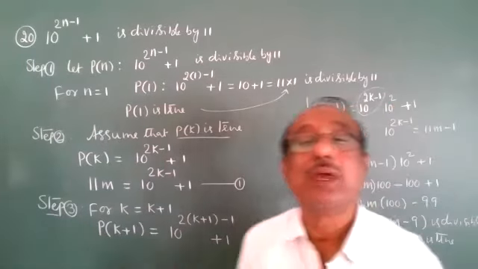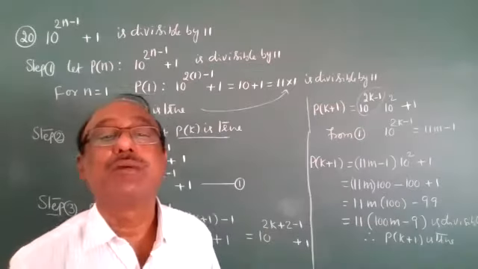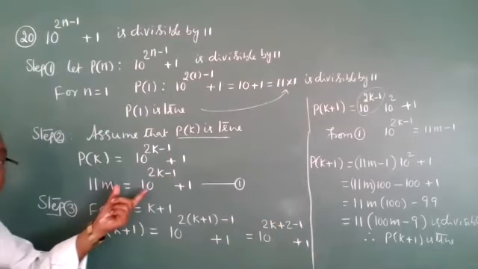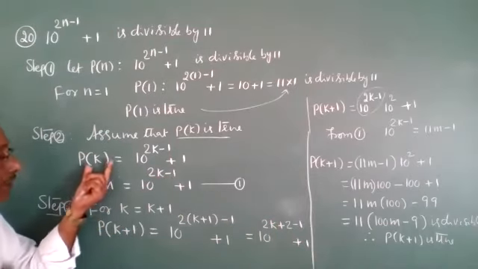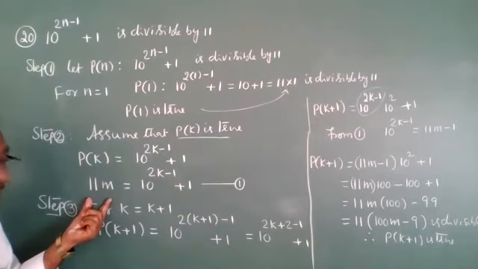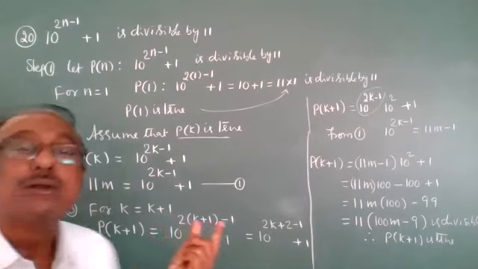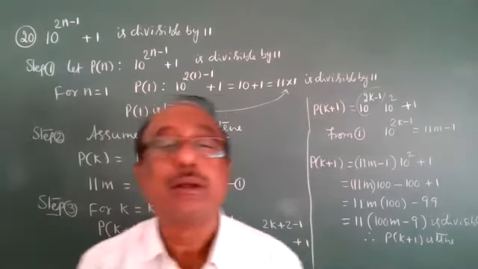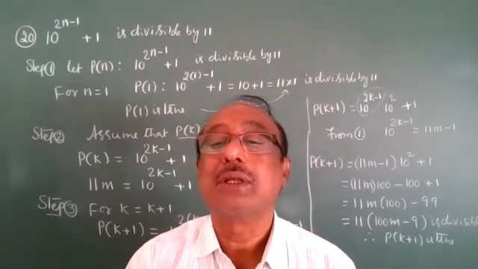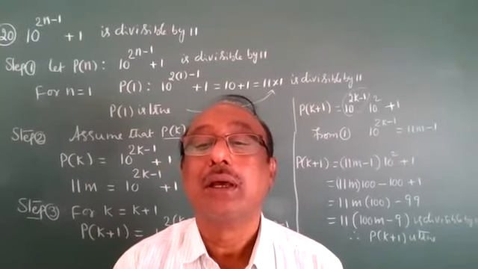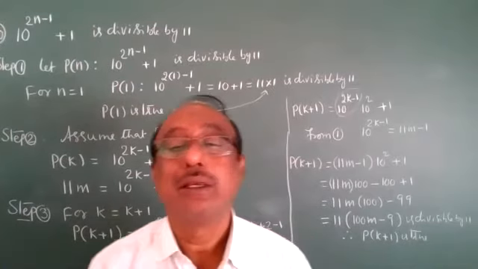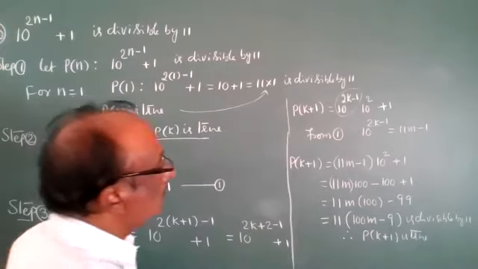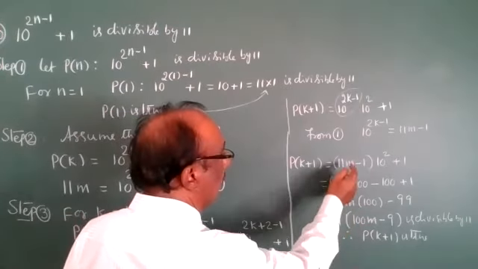Once again, sir. Can I explain once again? Right, see. P of k is true means we write 11m in that place. Sir, right side not getting, sir. Okay. Last fifth step. Now it is clear, everyone. Last fifth step: 1, 2, 3, 4, 5.